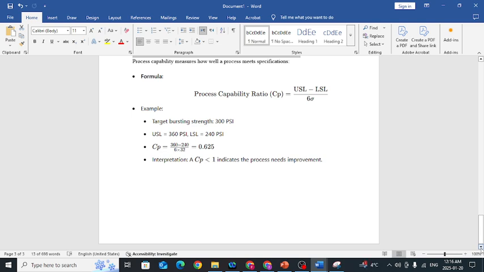So guys, thank you so much for staying with me as we explored control charts and process capability analysis. These tools are invaluable for improving quality and ensuring customer satisfaction. This session is the final session for quality management.